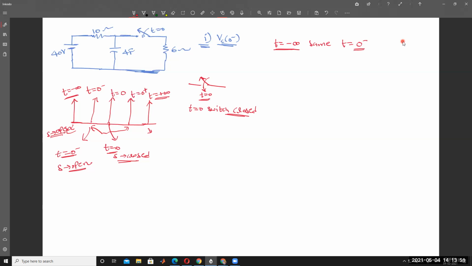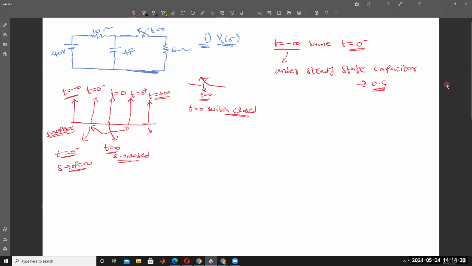The t equals minus infinity condition is called the steady state condition, and the response at t equals 0 minus is also the same. Under steady state condition, the capacitor acts as an open circuit. Am I right or not? The capacitor acts as an open circuit.